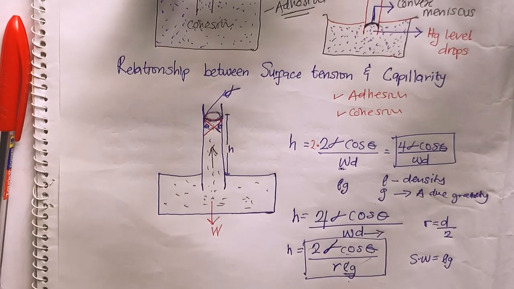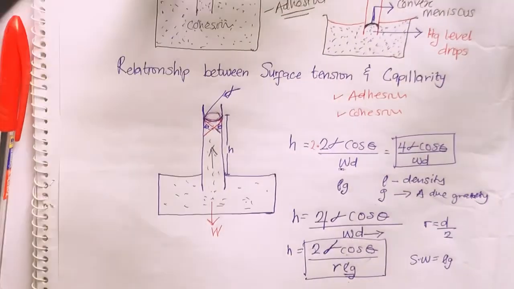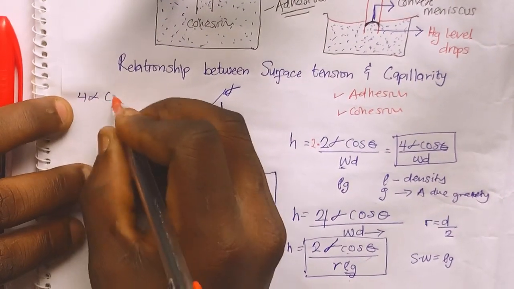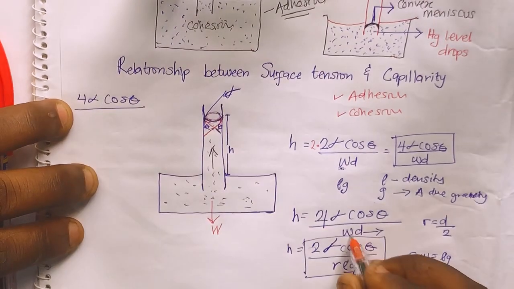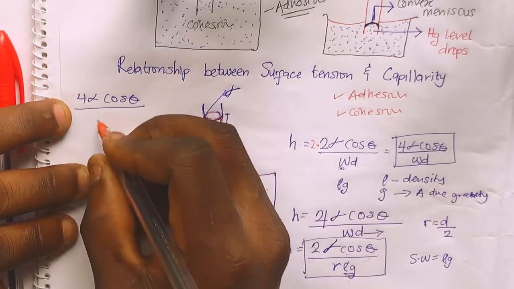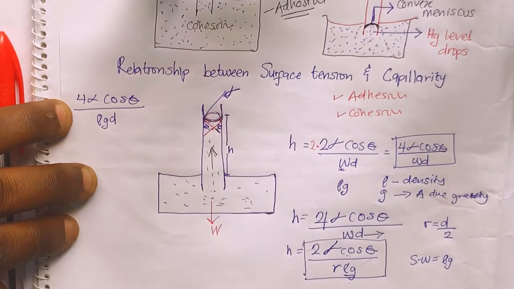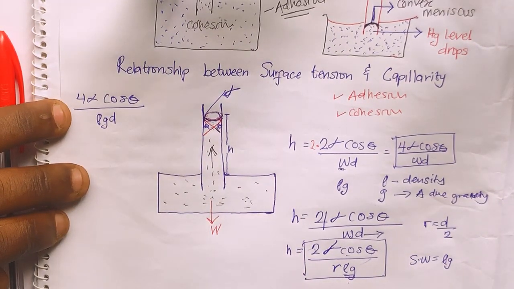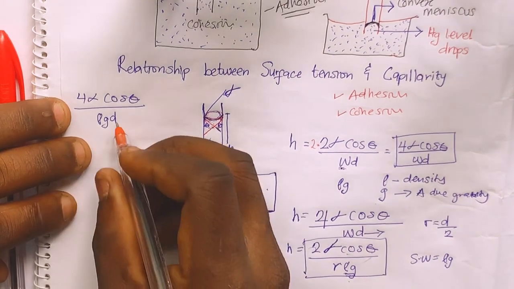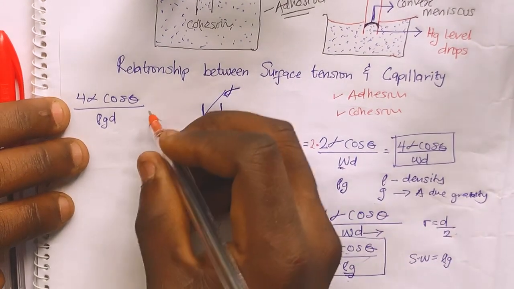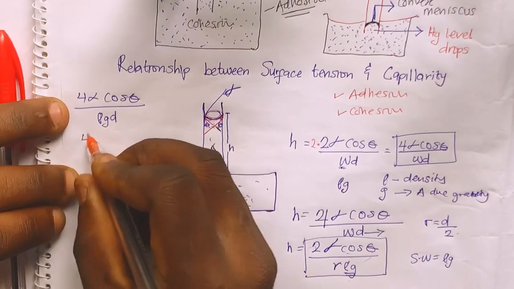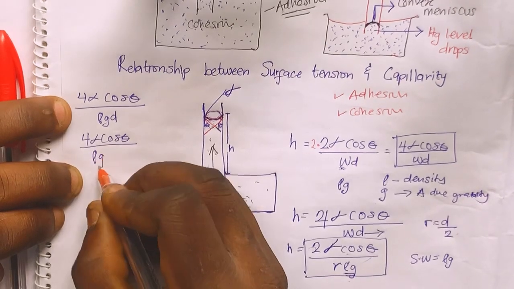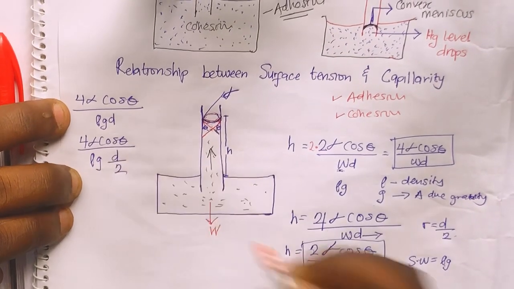Anyway, let me help you derive it very well for you to know it very well. You're going to have 4 gamma cos theta divided by W, which equals EG, I'll be having EGD. I'm calling it rho, but you can call it anything you like. So my radius equals D over 2. So this is actually 4 gamma cos theta divided by EGD divided by 2. Can you see this now?